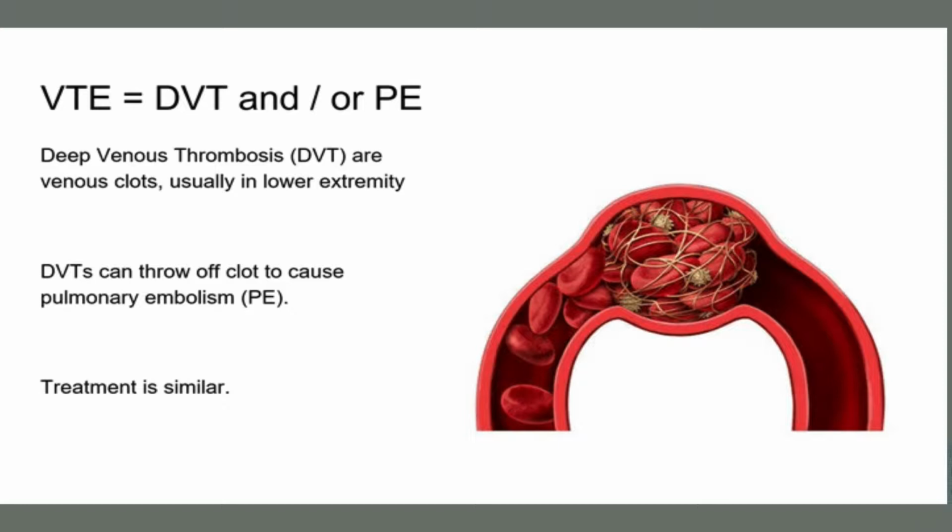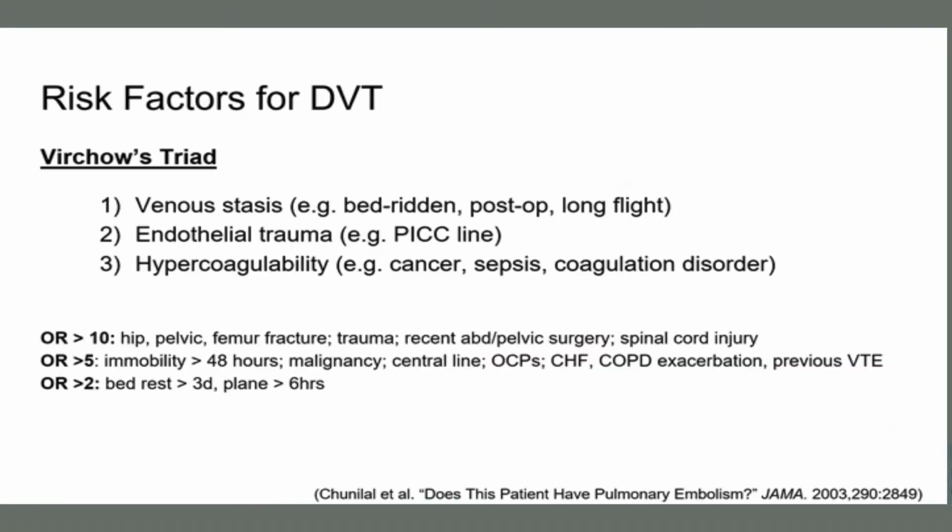DVTs are often found in lower extremities but can be in upper extremities. DVTs can throw off clot to cause pulmonary embolism. Pulmonary embolisms can also throw off clots to make worse pulmonary embolisms, and the treatment is going to be similar.